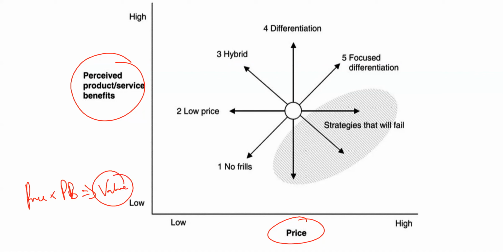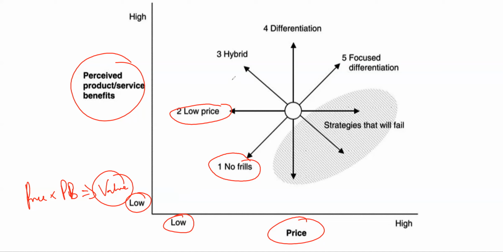And the whole thing is to be able to sustain that value or create competitive advantage with that value. So we are saying that when the price is low and the perceived benefit is also low, you create a no frills strategy. No frills pricing. So this is where the price is low and the benefit is also low. Now, if you go a little up, you see position 2, where the price may be low, but the benefit is a little higher than the no frills. We call that the low price. Do you get the idea?